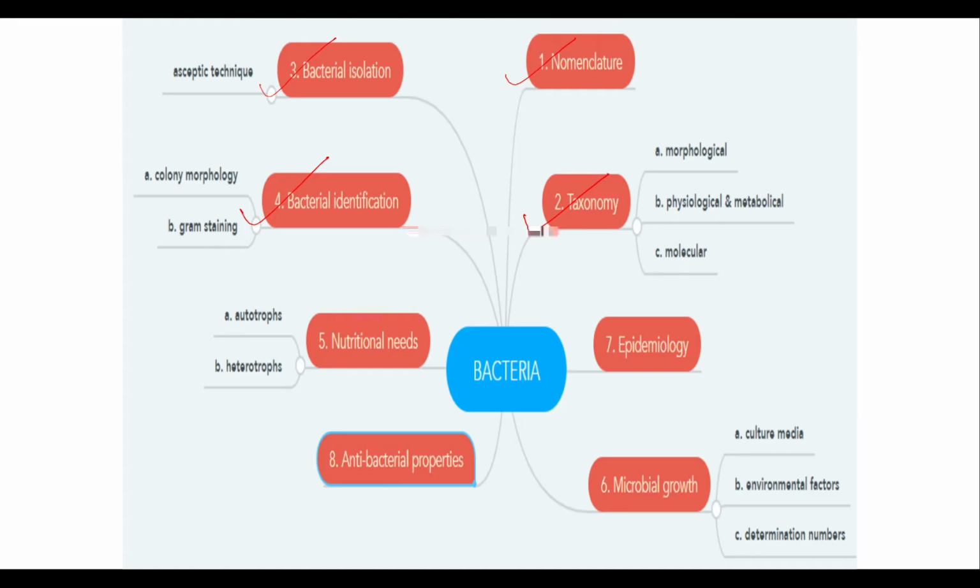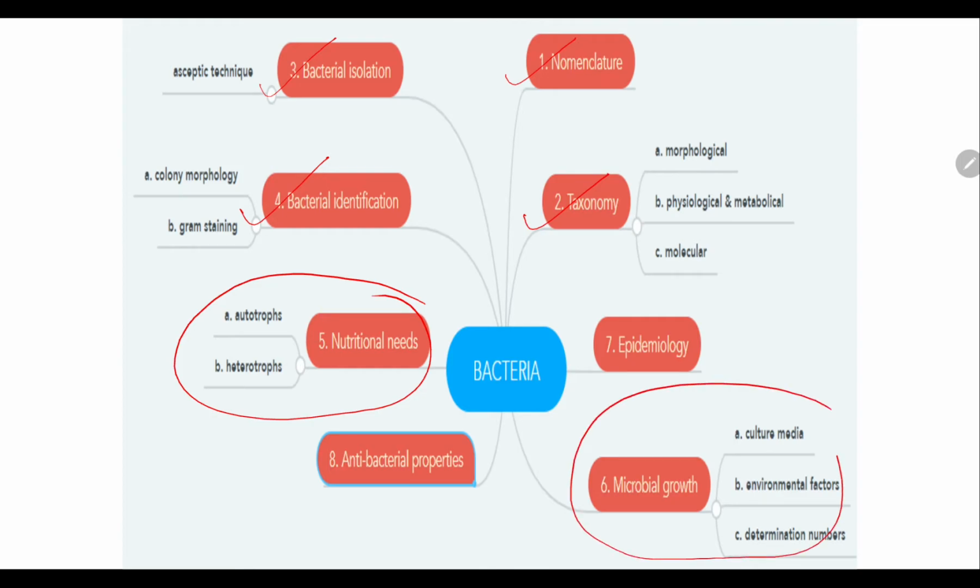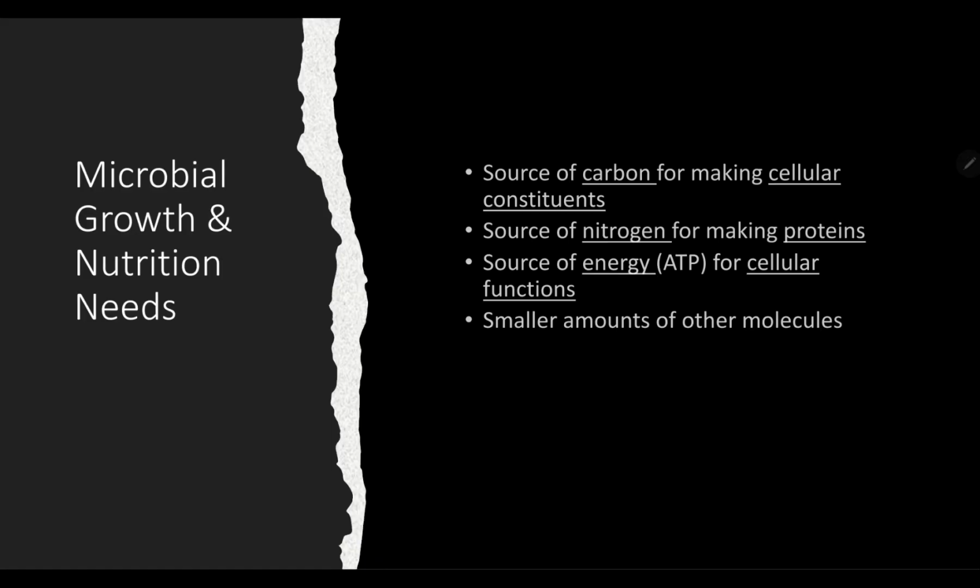Okay, so for today we're going to continue with number 5, the nutritional needs, and number 6, microbial growth. In general, for microbial growth and nutritional needs, the basic requirements are a source of carbon, a source of nitrogen, and a source of energy. Of course, they will need a lot of other molecules and nutrients, but these three are the most essential components they need for microbial growth.